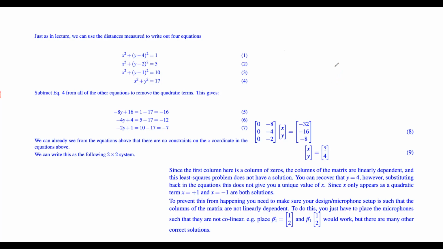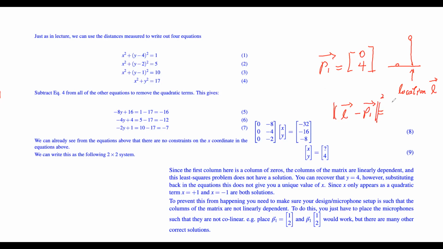Okay, so you can say P1 equals (0, 4). And then from there, let our location vector be, I don't know, L. So we can say L minus P1, and then the norm of that squared equals the distance squared. So (L1 minus 0) and (L2 minus 4), which is equal to, let's see here.